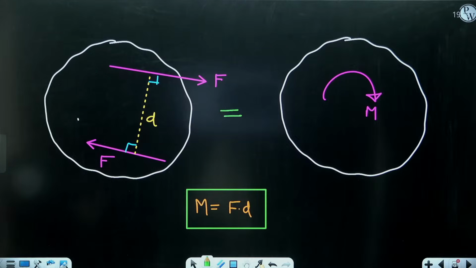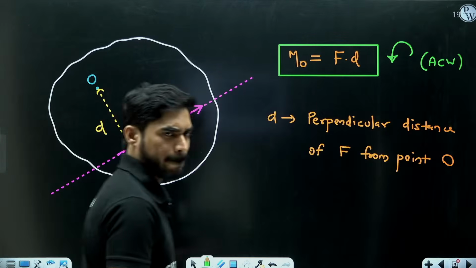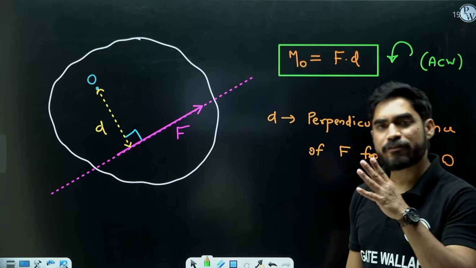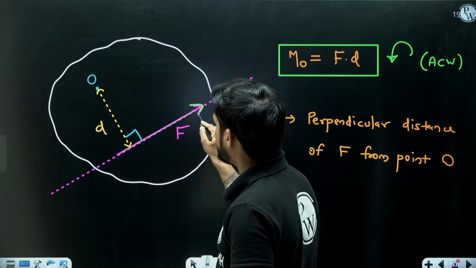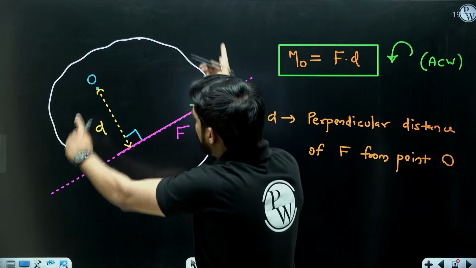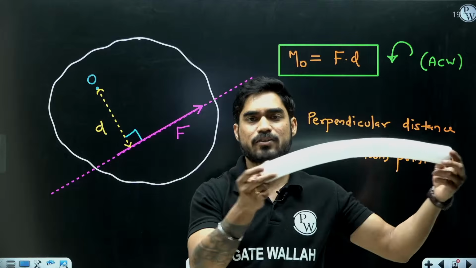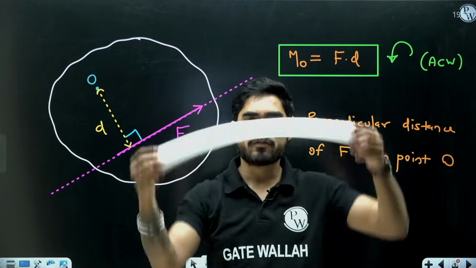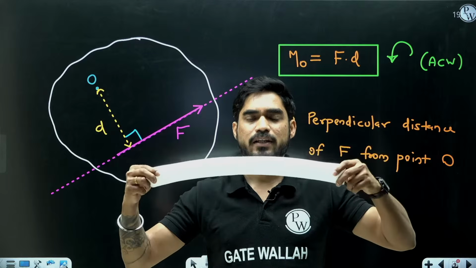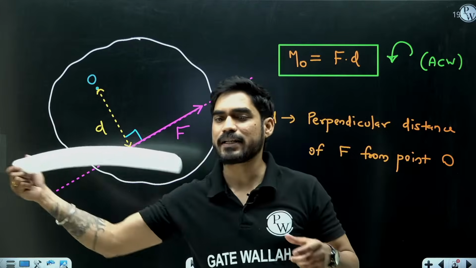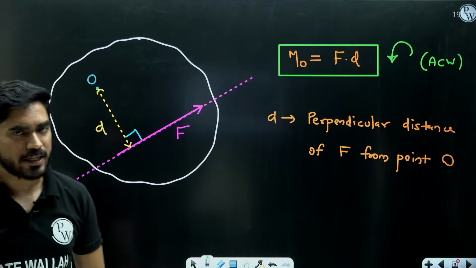So what is moment of a couple and how is it different from moment of a force? When we say moment of a force, then this force has a tendency to translate this body as well as rotate this body. What is translation, beta? When a body moves like this it is known as translation, and when a body moves like this it is known as rotation. Moment of a force is trying to rotate this body.